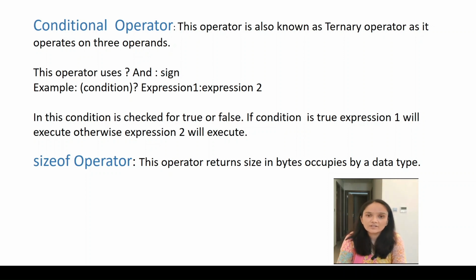Next is the conditional operator, which is also known as the ternary operator. The ternary operator operates on three operands. It is denoted by the question mark and colon sign. In this, first the condition is checked for true or false. If the condition is true, expression 1 will execute, and if it is false, expression 2 will execute.